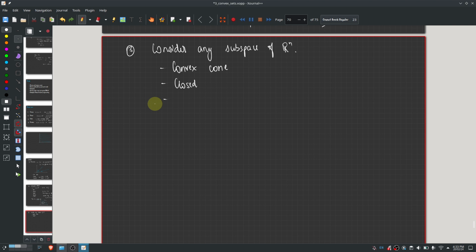So if a subspace is solid, then what can you say about the dimension of that particular subspace? It has to be equal to n. So it should be Rn. So it's solid only if the dimension is equal to n. If the dimension is any less than n, then it is not a solid cone.